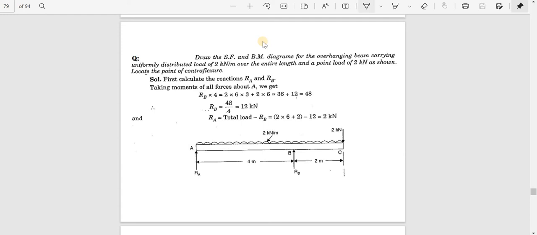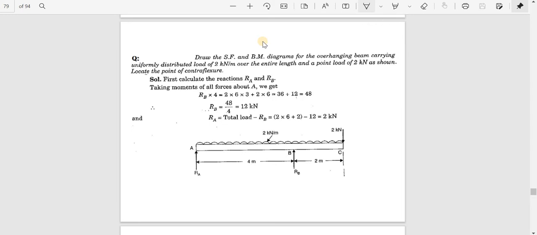So students, welcome to the next class of module 3 of mechanics of solids. So far we have discussed how to draw the shear force and bending moment diagram of a cantilever beam as well as a simply supported beam. Now we have to study the last type of beam in your syllabus, that is the overhanging beam.